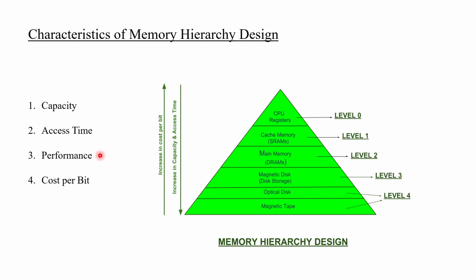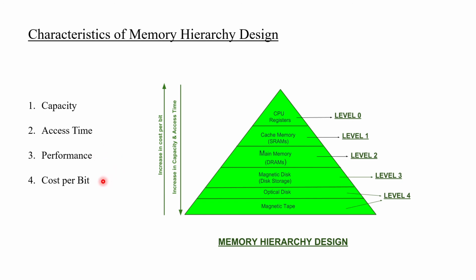And the third characteristic is performance. Earlier, when the computer system was designed without memory hierarchy design, the speed gap increased between the CPU registers and the main memory due to the large differences in access time. This resulted in lower performance of the system, and an enhancement was required. This enhancement was made in the form of memory hierarchy design, because of which the performance of the system increases.